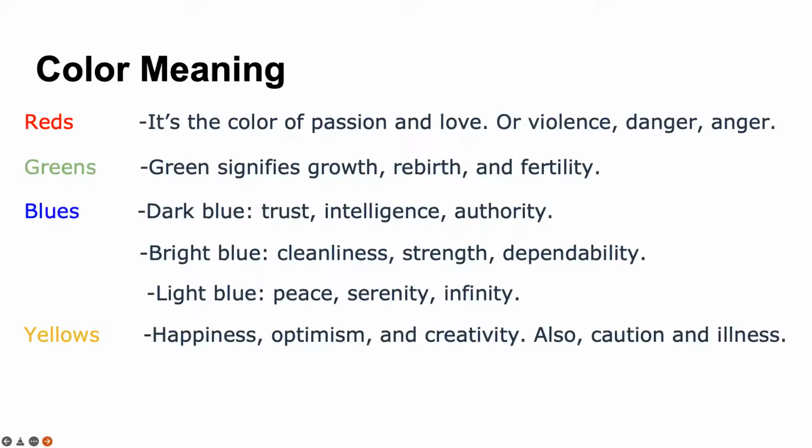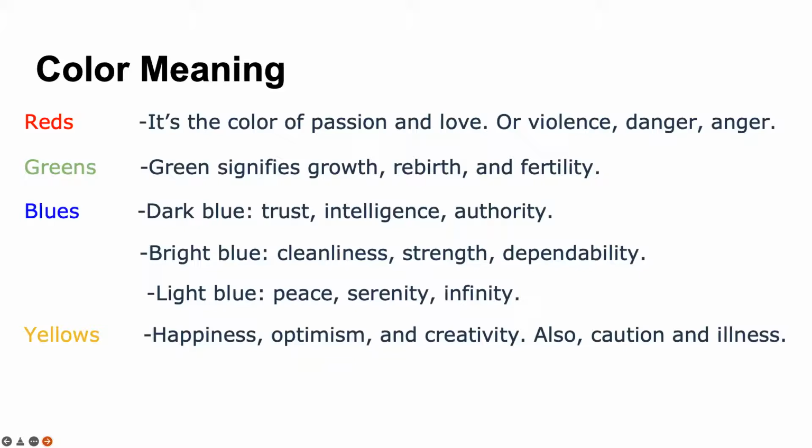So the first thing you always have to watch for is color and what they mean. Reds are passionate. They also can be violence and danger. Green is growth, rebirth, and fertility. That's oftentimes associated with things we associate with bees. Green these days is also an adjective, right? We talk about being green and that sort of thing.